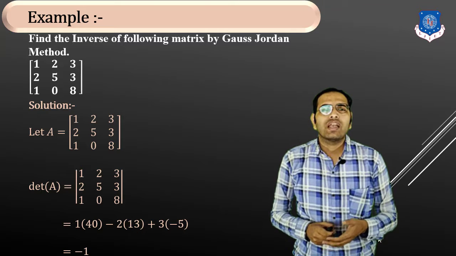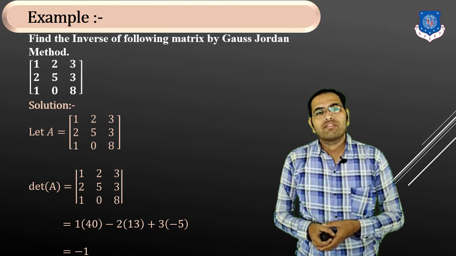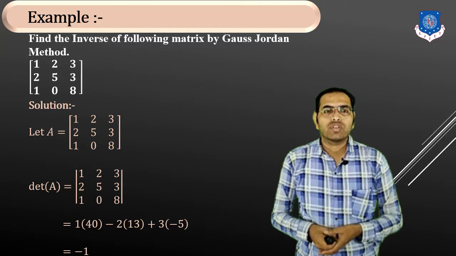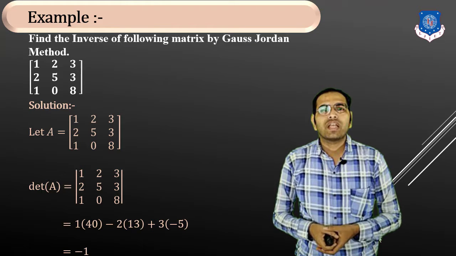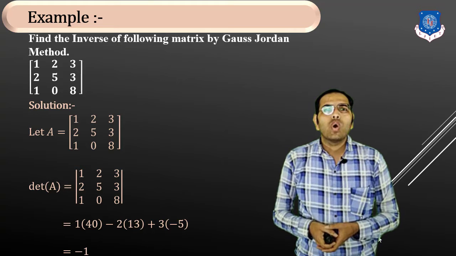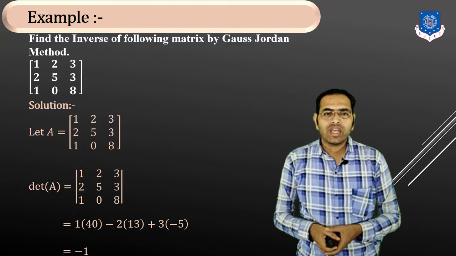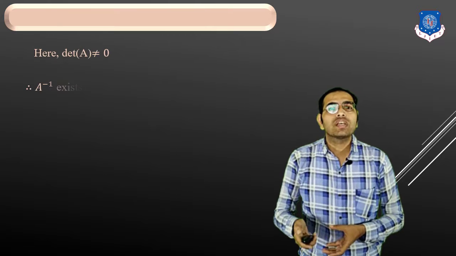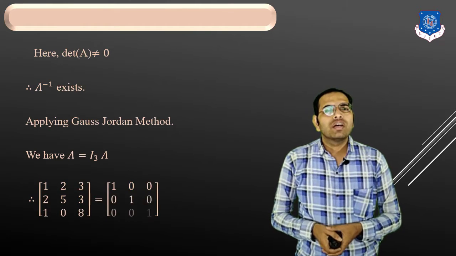First, let A equal [1 2 3; 2 5 3; 1 0 8]. Firstly, we have to check whether the determinant equals 0 or not. If the determinant is not equal to 0, then A inverse exists, meaning it is a non-singular matrix. Here determinant of A equals 1 into 40 minus 2 into 13 plus 3 into -5, that is -1, which is not equal to 0. Here the determinant is not equal to 0, so A inverse exists.